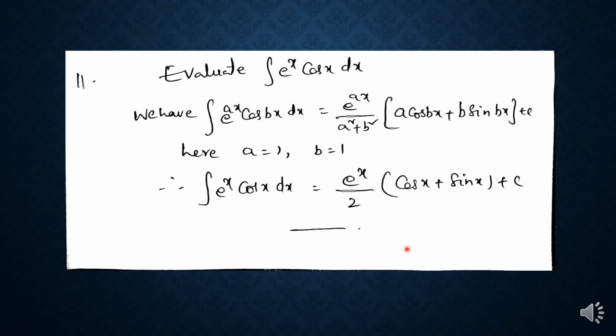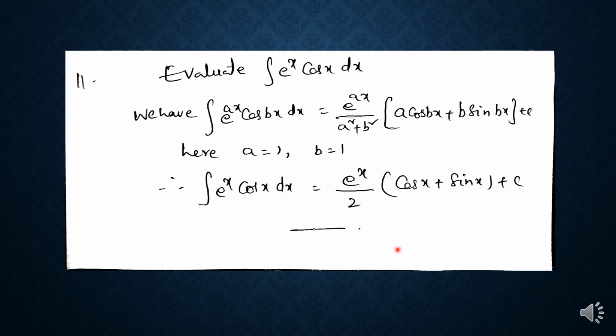So in today's class we discussed the integration by parts rule. This is used to integrate a function which is a product of two functions. The integration by parts rule is integral of u dv is equal to uv minus integral of v du. u is the first function and dv is the second function. We have to choose the first function and second function by using the ILATE rule.